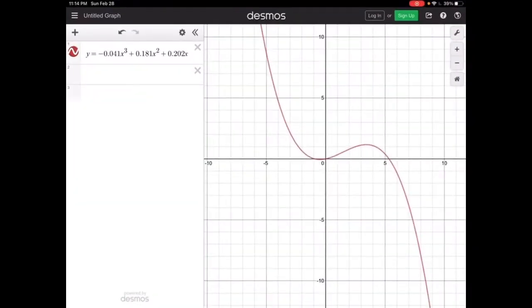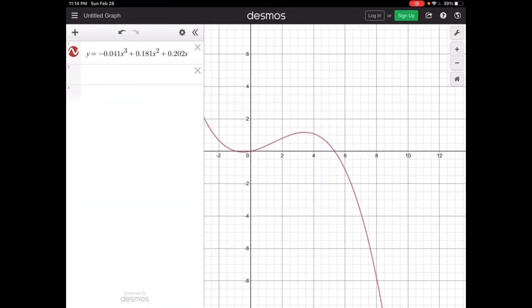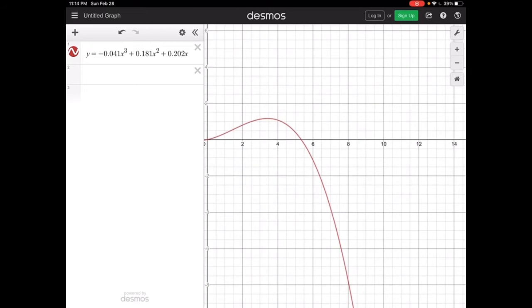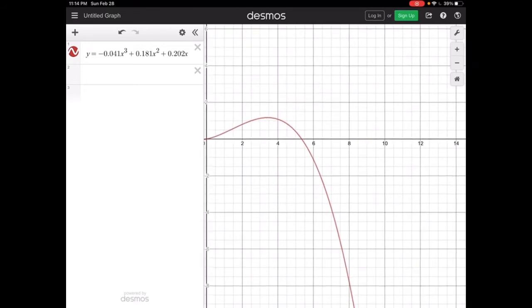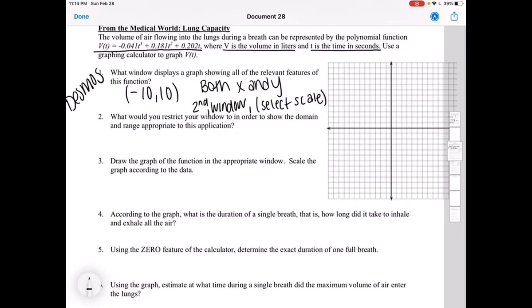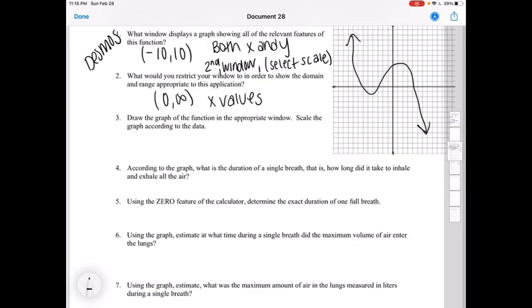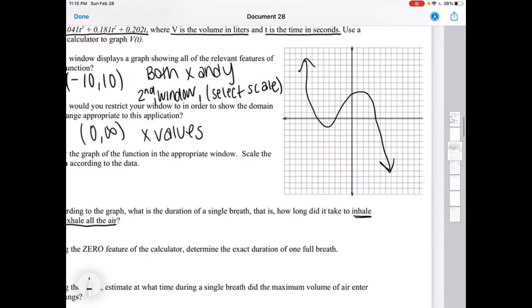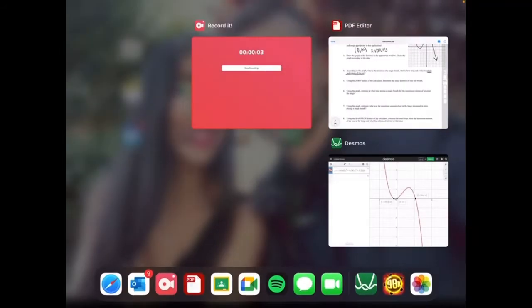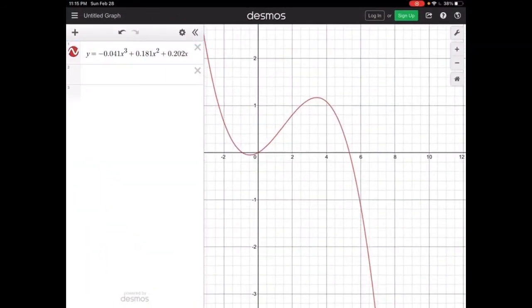So if I go to my graph here, I'm going to close off. So I'm only looking at the interval from 0 to infinity. Okay, so I'm really looking at this portion of the polynomial. You're talking about an inhale and an exhale, and you're looking at this graph. Let's actually go back to Desmos. This is measuring the time for inhaling and exhaling.